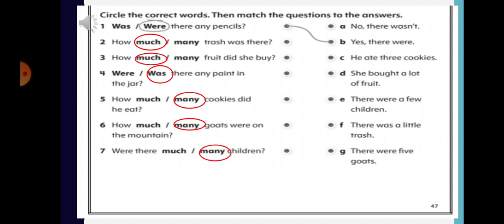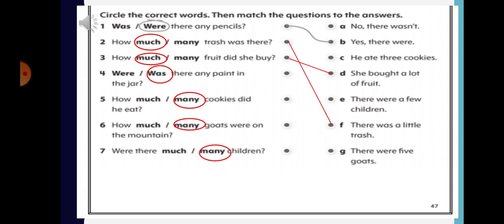Okay, now we are going to match the right answer with the right question. Number 2, how much trash was there? I will give you 1 minute to find the answer. How much trash was there? Yes, number F, there was a little trash. Number 3, how much fruit did she buy? She bought a lot of fruit.